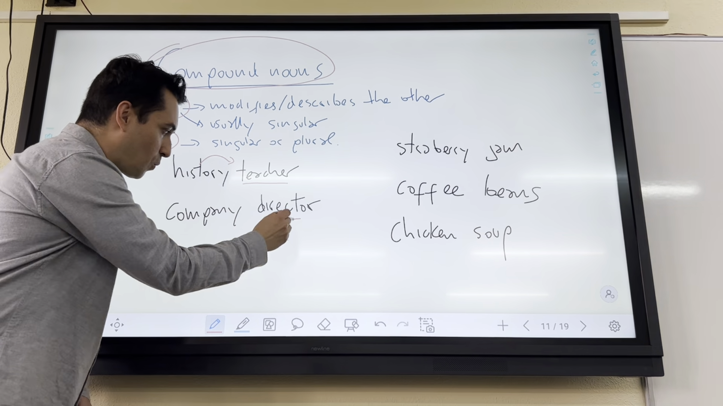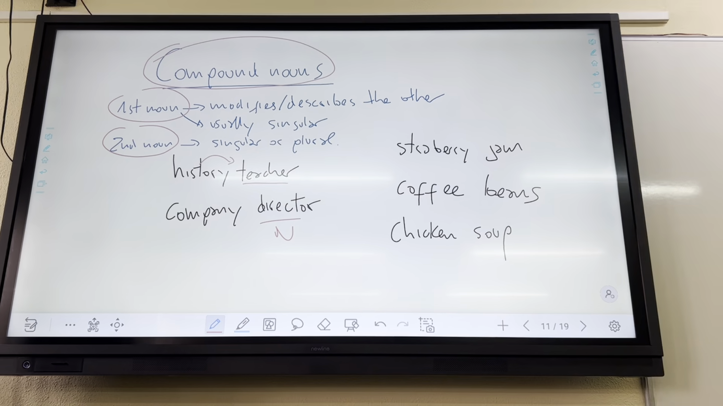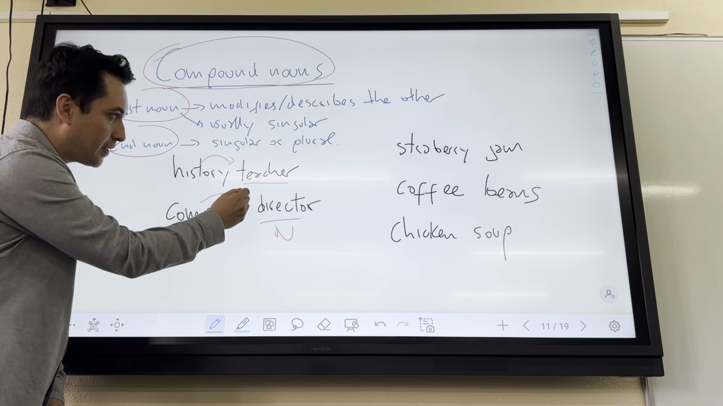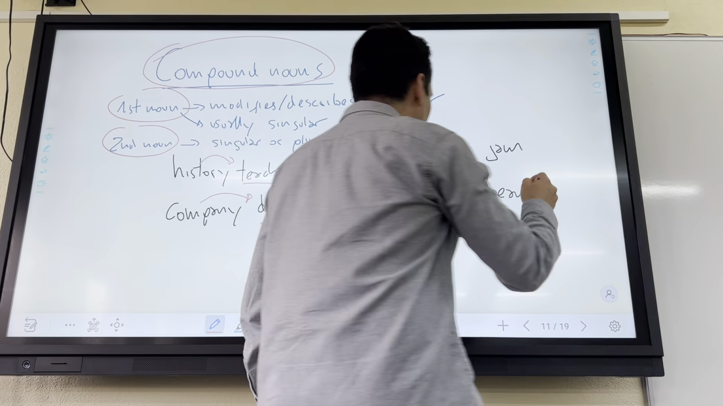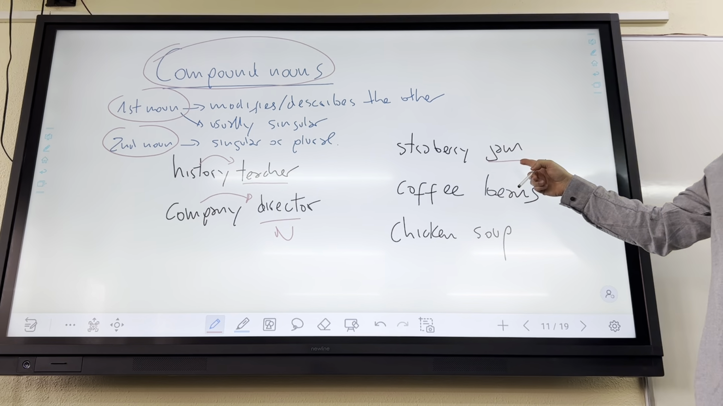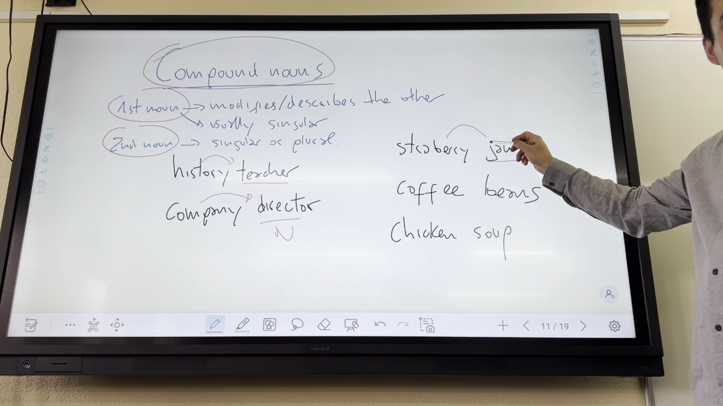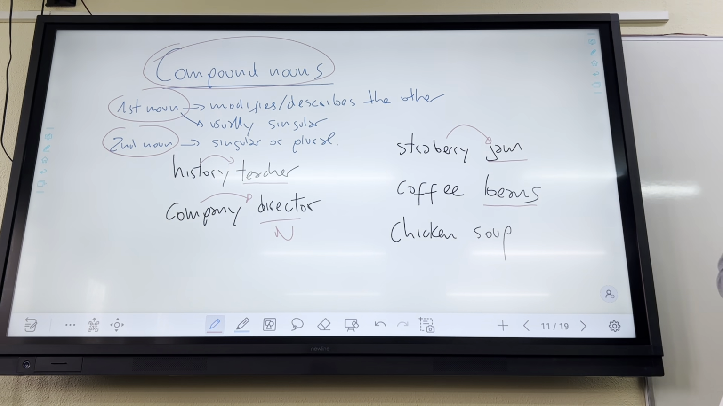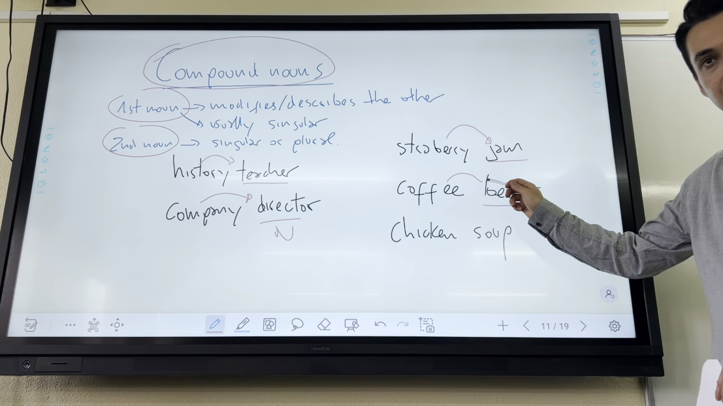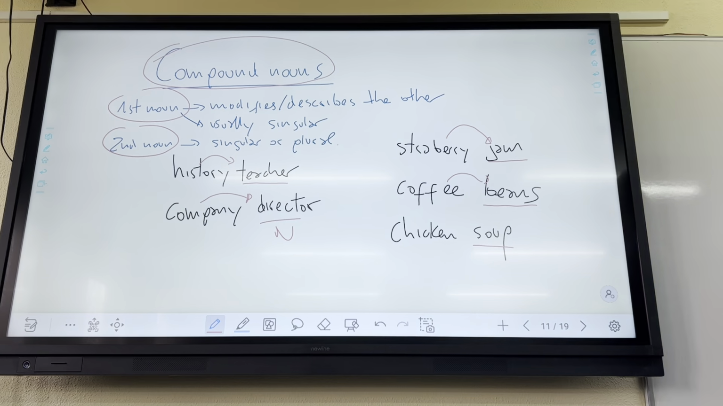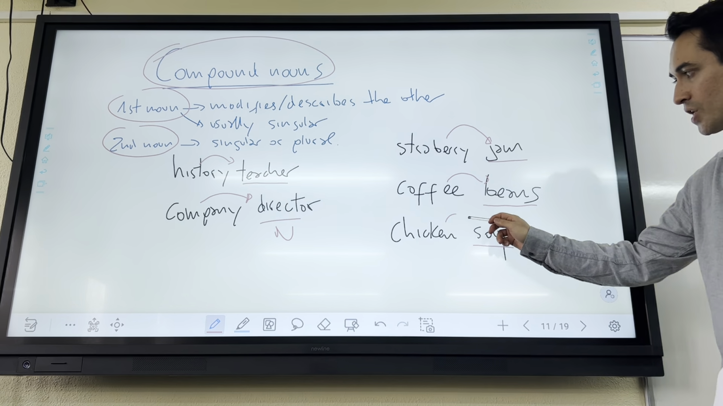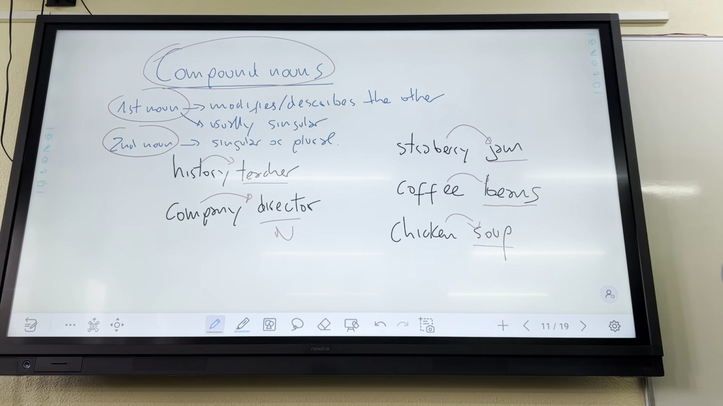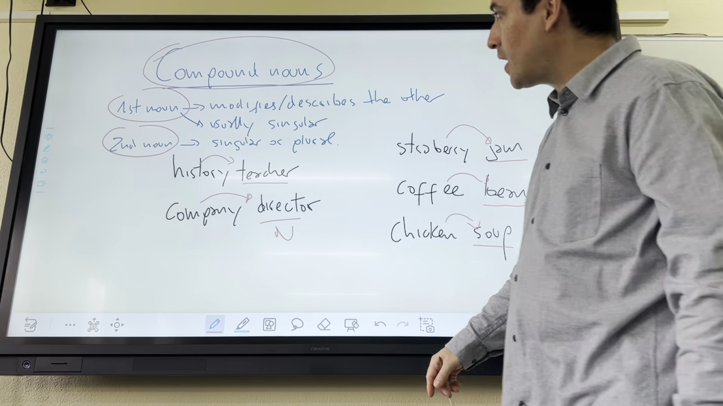Director. What type of director? A company director. The same with everything. Strawberry jam. Jam. What type of jam? Strawberry jam. Beans. What kind of beans are those? Coffee beans. Soup. What kind of soup is that? Chicken soup. So the most important noun is the second one, okay?